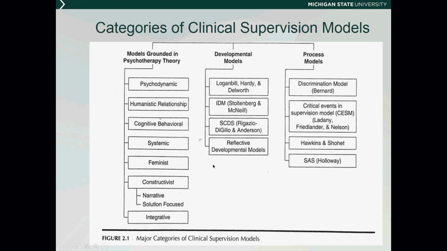Now, as you can tell, there are a lot of different models, but the one that I would be highlighting is under the first one, the models based on psychotherapy. I would highlight the psychodynamic and behavioral as examples. For the developmental model, I would highlight the second one, the IDM model. And for the process models, I would highlight the first one, which is the discrimination model.